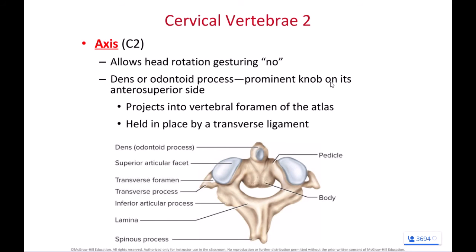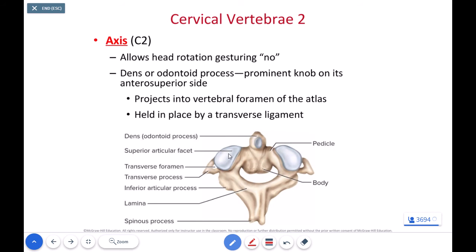C2, or the axis, is going to allow for our head to spin side to side, so left to right motions of our head, typically referred to as the no motion. And as we look at the axis, there's a very special process that extends superiorly from the vertebral body. That special process is technically known as the odontoid process, but most people refer to it as the dens, just because it's easier to say, and it's a lot easier to spell on your lab exam.